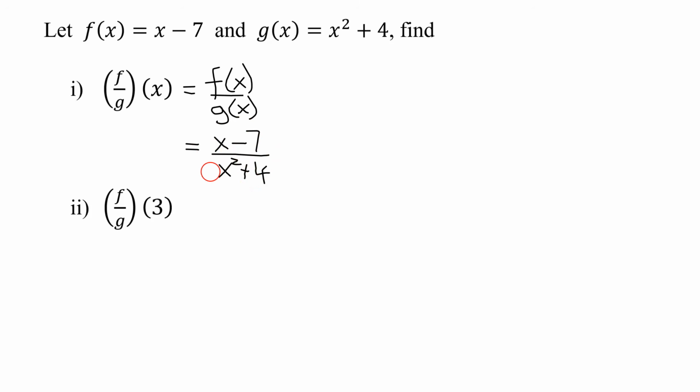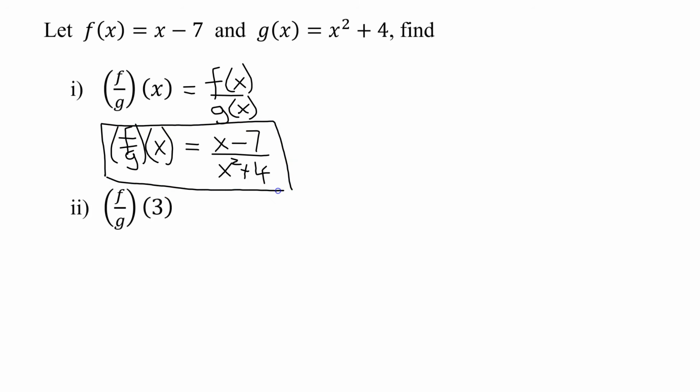There are no common factors between the numerator and the denominator, so this is as simplified as it gets. So the quotient function, f divided by g of x, is equal to x minus 7 divided by x squared plus 4. Now in part 2, I need to find the quotient function, f divided by g, evaluated at 3.